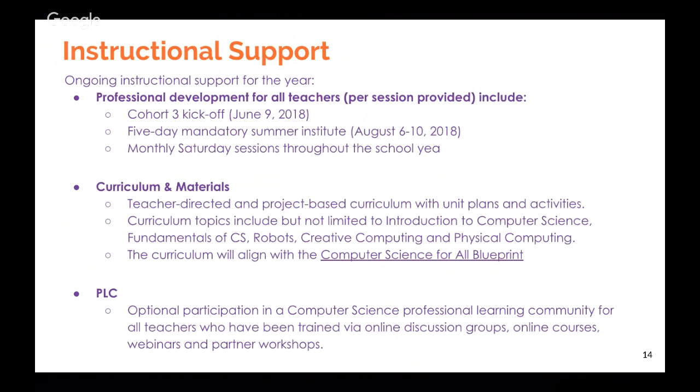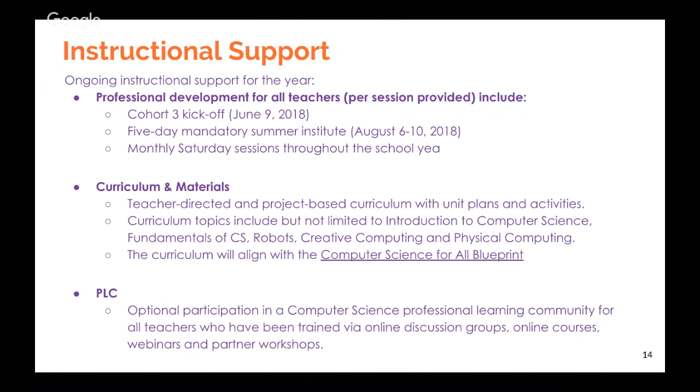The SEPjr program is a one-year implementation for your cohort, and then there are two sequential years afterwards where we support a school in expanding and scaling to reach the needs of all the students. And so by participating in Cohort 3, you'll start with professional development for all teachers. Per session is provided for those because a lot of our PDs are during the summer and on Saturdays.